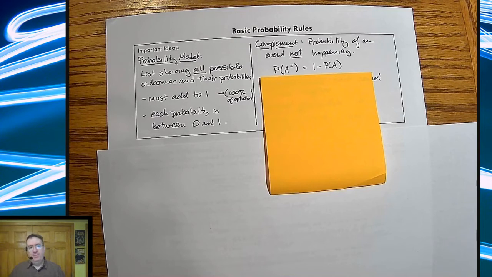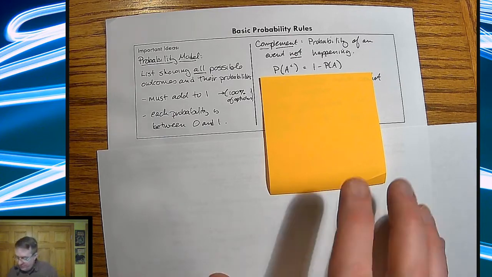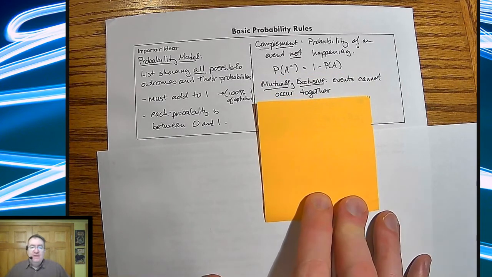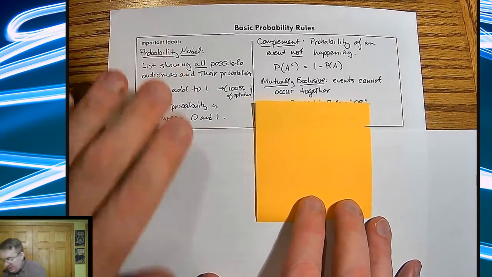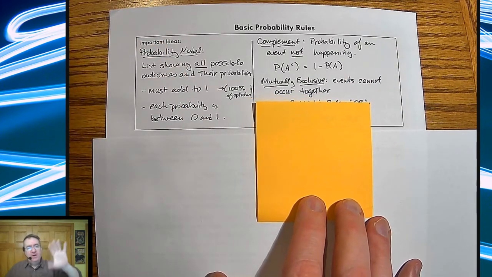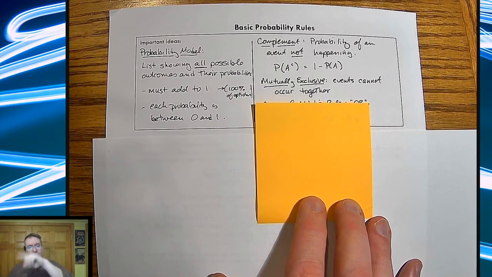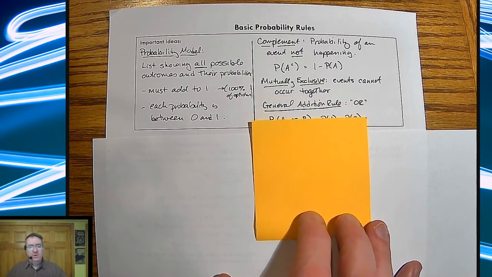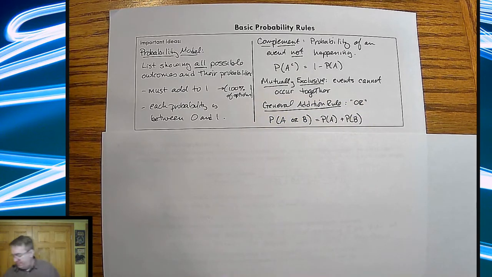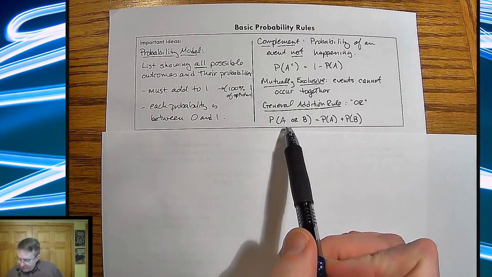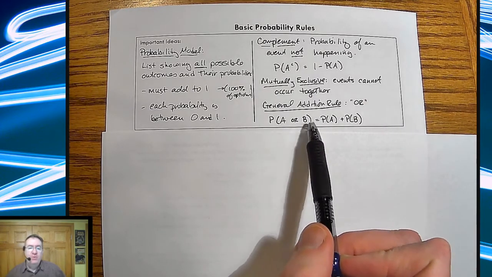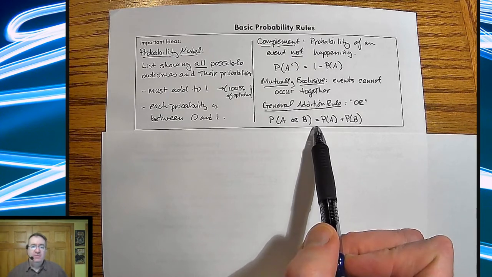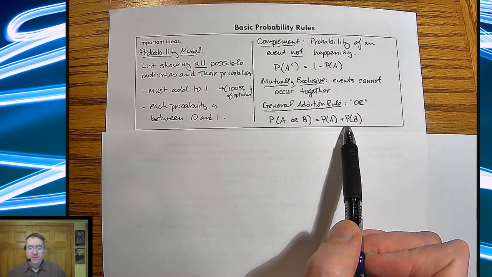Either you live with both parents or you don't. You're in one group or the other. Mutually exclusive events cannot occur together. This is not always going to be the case, but for right now, when we talk about things being mutually exclusive, that means that you're in one group or the other. You can't be in both. And then the general addition rule, for mutually exclusive events, otherwise known as OR, is that if I'm asking for the probability of A or B, you're just going to add up the probability of A and the probability of B, and then you're done.